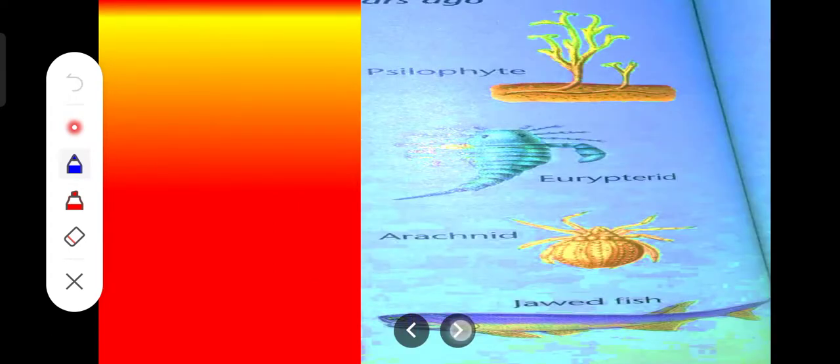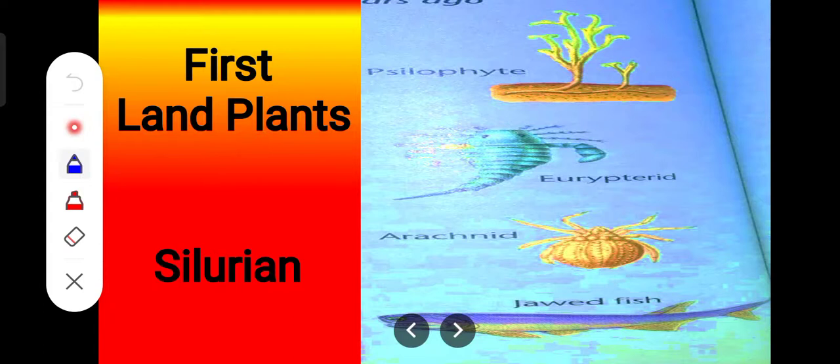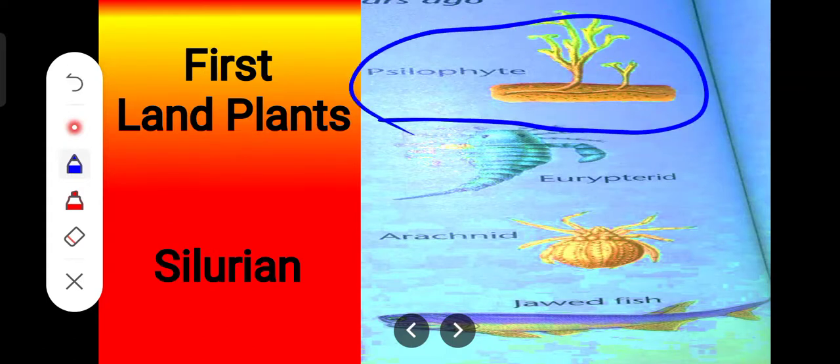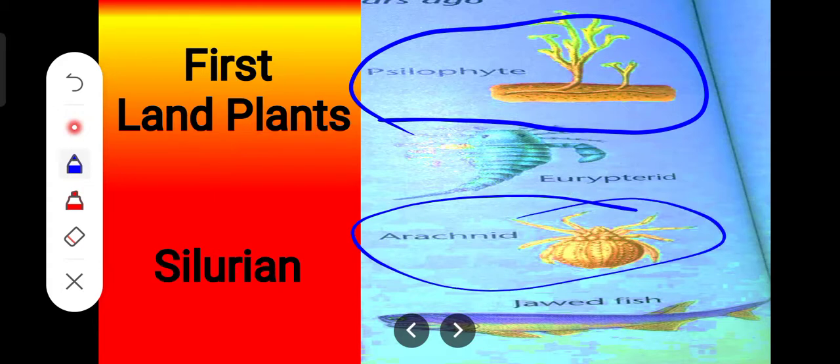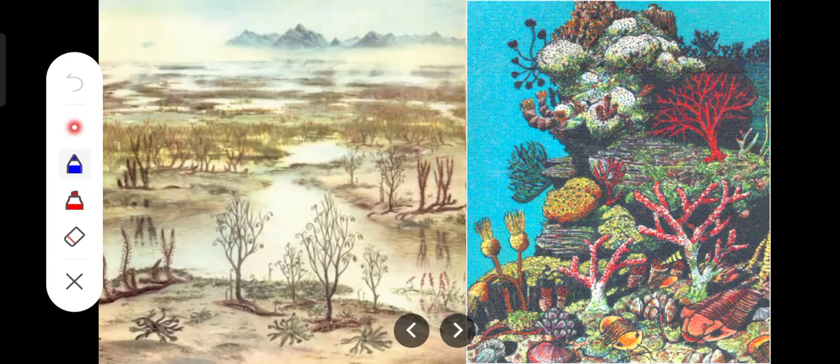Another one under the Silurian also, we have here the presence of the first land plant. Or the first land plant is the xylophyte. And the first spider, we have here your arachnid. Okay? So these are the different pictures of the first land plants, as you can see.